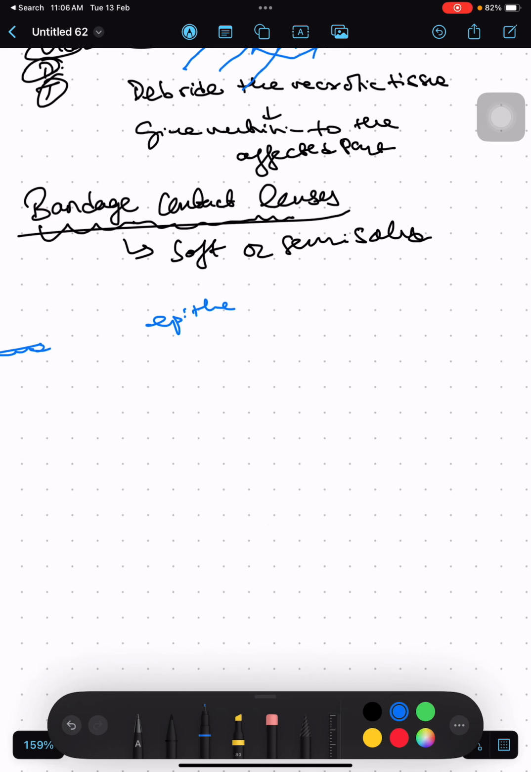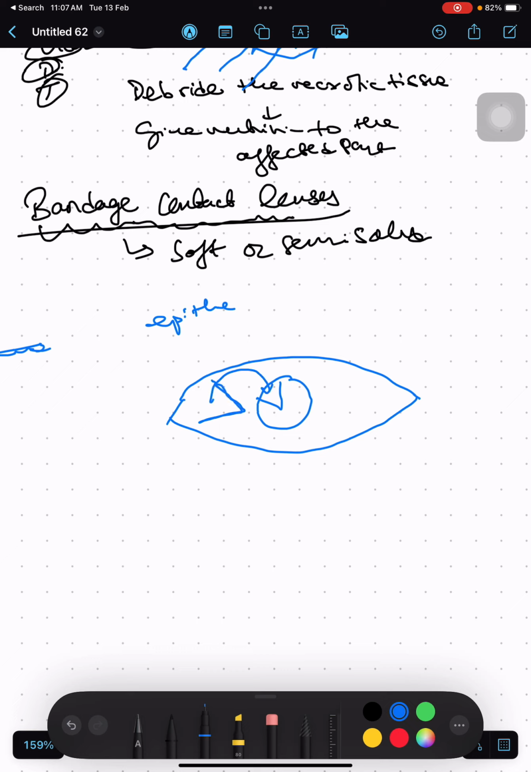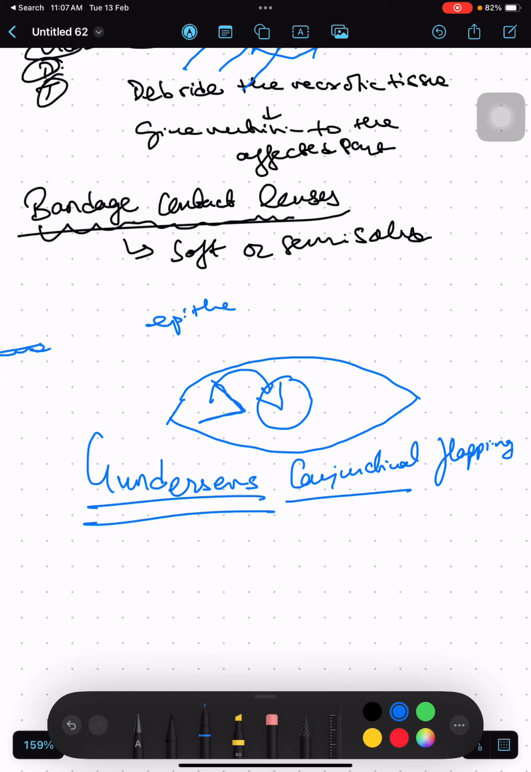And one more thing we can always go for is Gunderson's conjunctival flapping. Suppose this is a cornea, here is your ulcer, you take this part of your conjunctiva and flap it around, like from here you go here, and that is known as Gunderson's conjunctival flapping. Okay, this is very important.